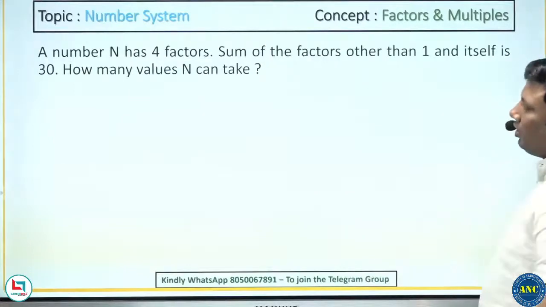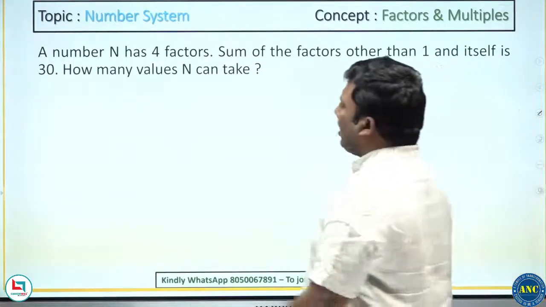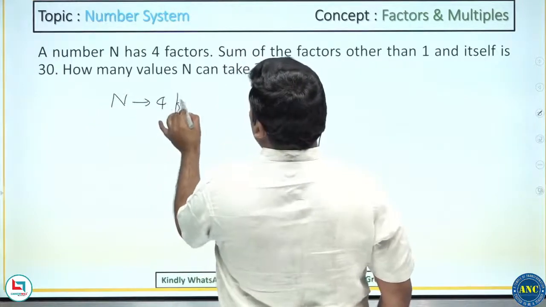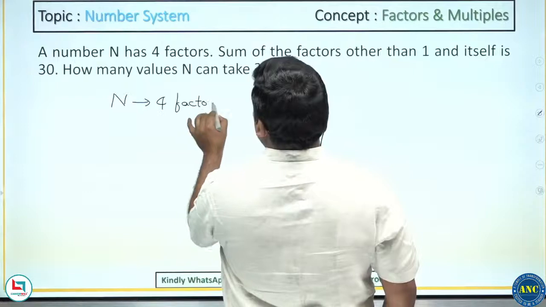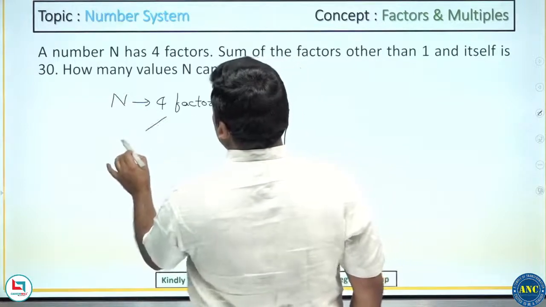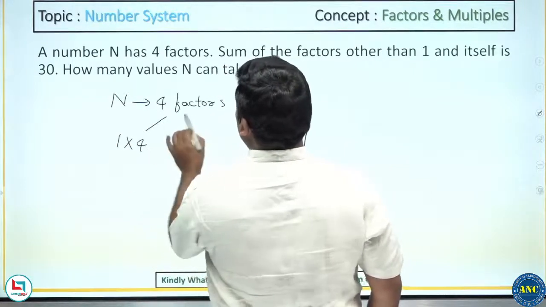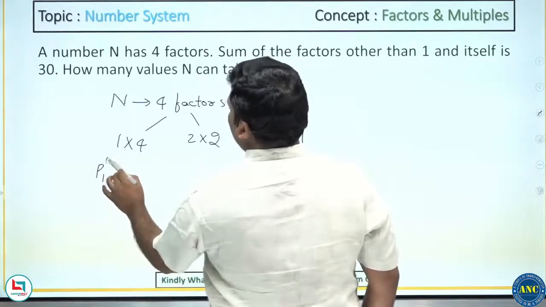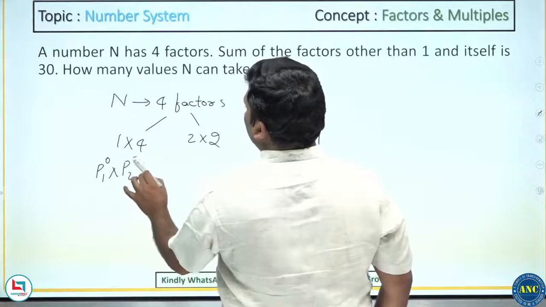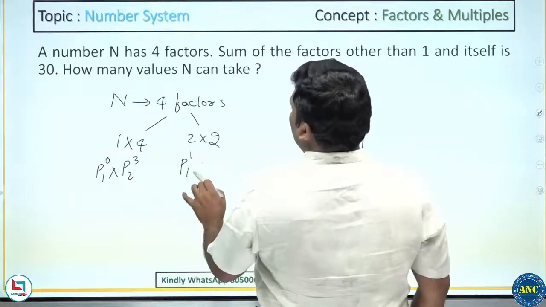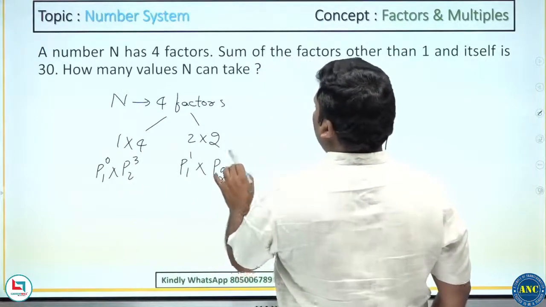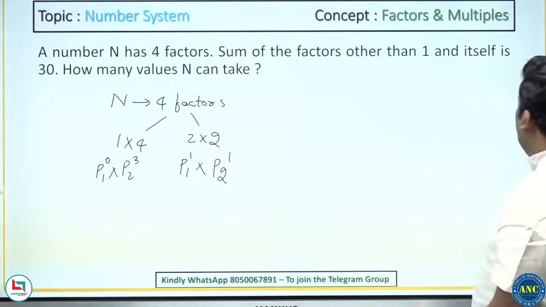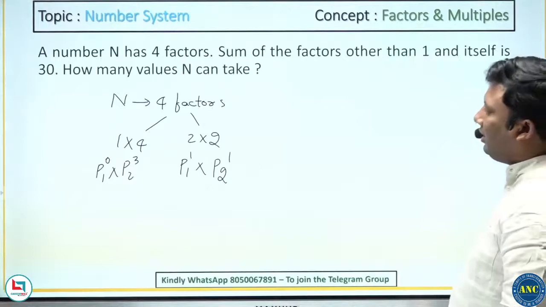Next one, another model. A number n has 4 factors. There is a natural number which has got 4 factors. These 4 factors can be written as 1 into 4 or 2 into 2. 4 is P1 power 0 into P2 power 3. 2 into 2 will be P1 power 1 into P2 power 1. 2 cases. Sum of the factors other than 1 and itself.